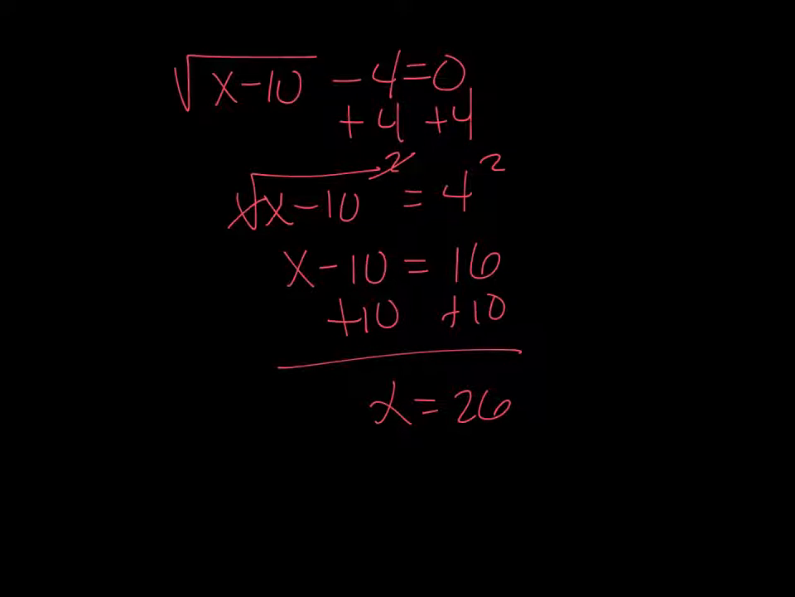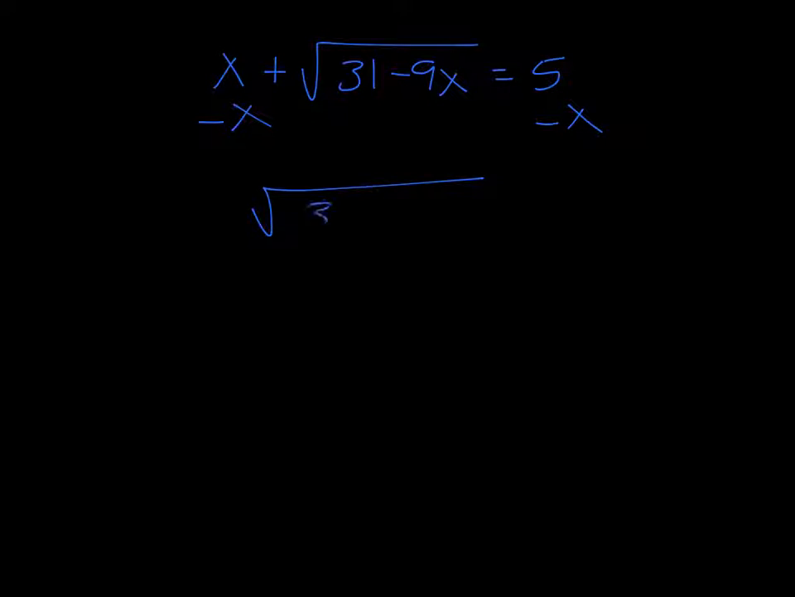Now, that was all simple and good. That's not probably what you're going to get. You're probably going to get one like this: x plus the square root of 31 minus 9x equals 5. So the first thing you do is get the square root by itself. So we subtract x from both sides. So you have the square root of 31 minus 9x equals 5 minus x.